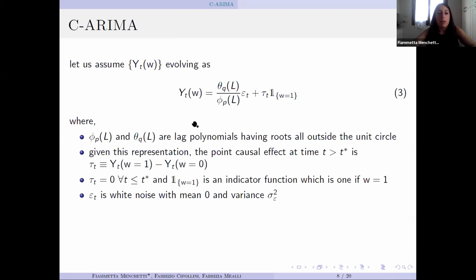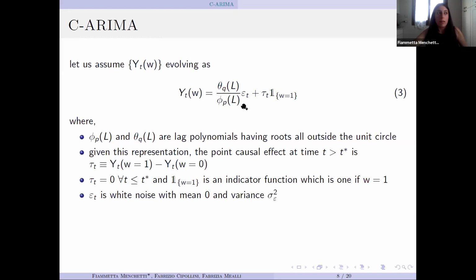So now let's switch to the second pillar, the inferential methodology. As I told you before, this is based on ARIMA models. Here, I don't know if you can see the number, this is equation 3, and essentially this is an ARIMA(p,q) model, where phi(L) and theta(L) are lag polynomials having roots outside the unit circle. And then, as usual, epsilon_t is a white noise with mean 0 and some variance.